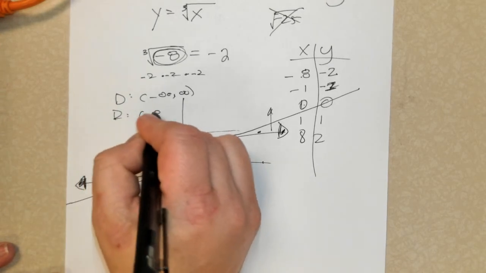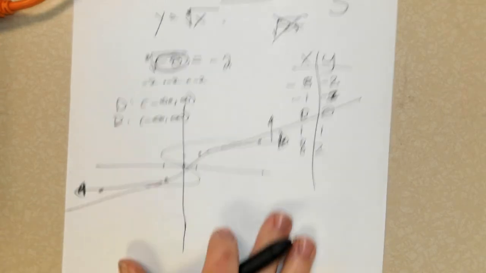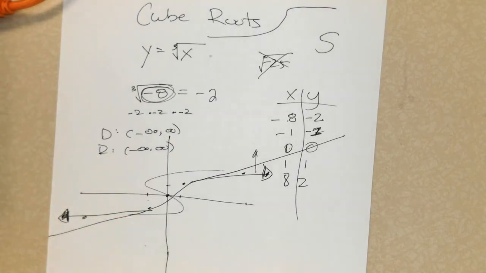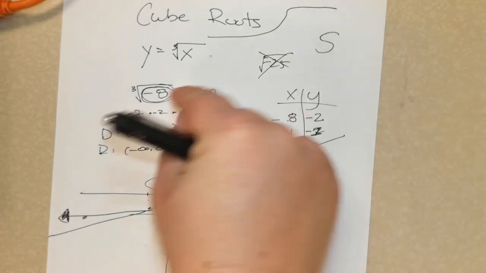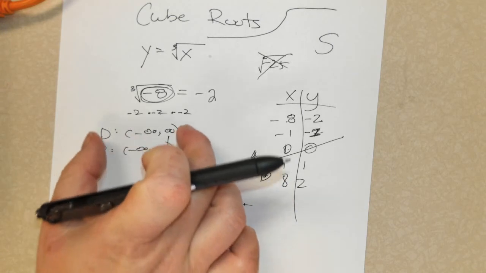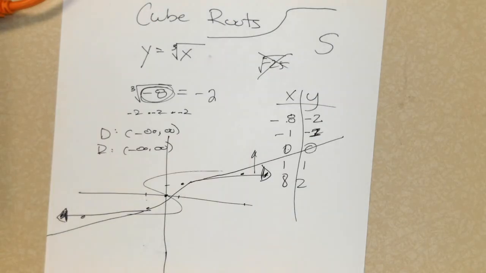So the domain and range for cube root functions, when it's time to do those, are automatically done. You can put this in and you're done. Because with the domain and range, there's no limitation what comes in, there's no limitation what goes out. No restrictions. This is your domain and range for all cube root functions.